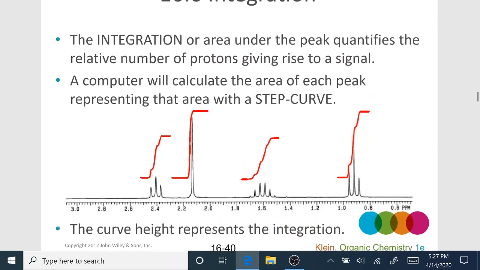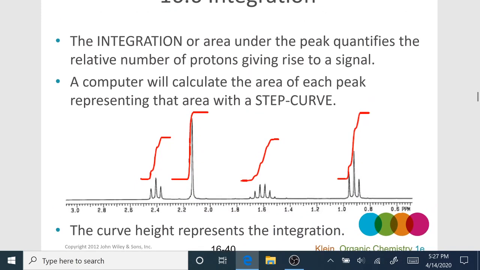So the integration is the next thing. We talked about number of signals. We talked about chemical shift. So now we're going to talk about integration. Okay, so this is the next piece of information that we're going to have, and it's very powerful because it tells us how many hydrogens are associated with each signal.